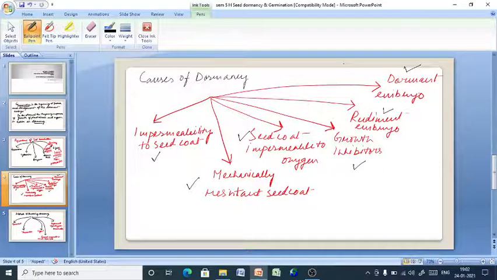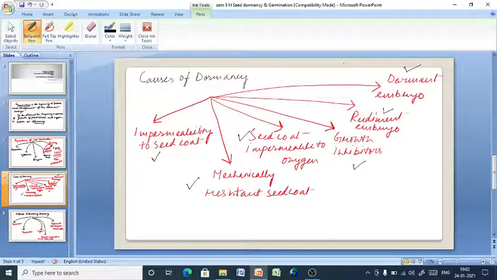Then seed coat impermeable to oxygen. This also develops dormancy. The seeds of a number of grasses and some plants of the family Compositae or Asteraceae have their seed coat considerably limit the exchange of gases in and out of the seeds. This causes a pronounced dormancy.